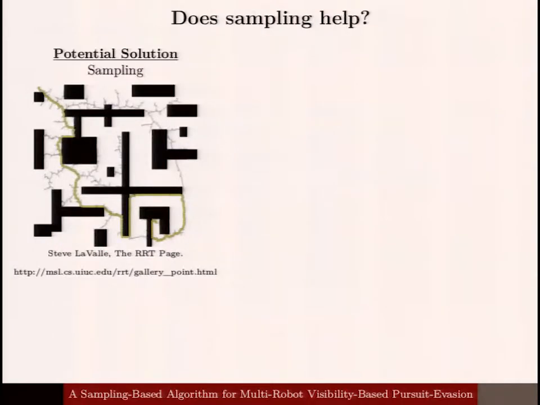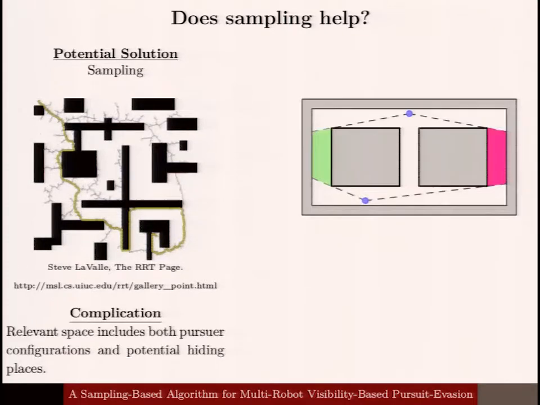So, does sampling help? Our intuition is that, in traditional motion planning, sampling techniques have been able to provide feasible solutions while searching these complex spaces. Here's an example of an RRT, and we saw a PRM earlier in Nancy Amato's talk. But there's a slight complication.